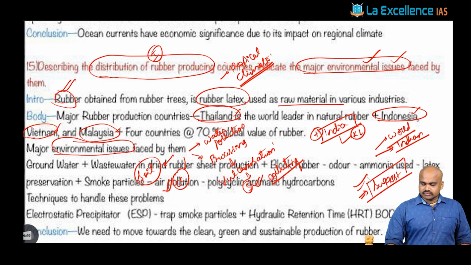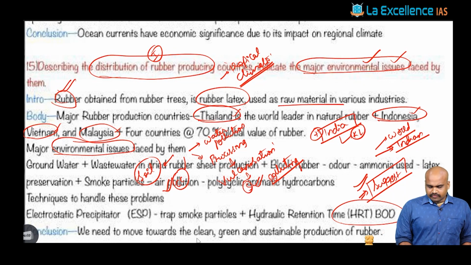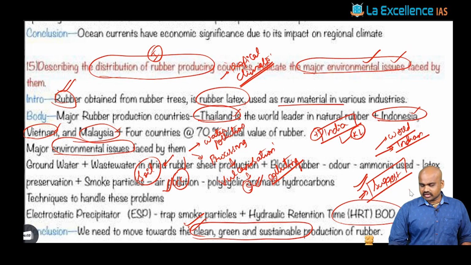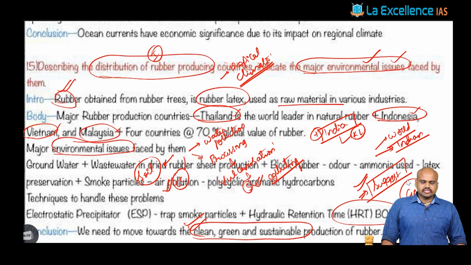Now, one particular suggestion is with respect to the alternatives that can be used for rubber. Apart from that, we can even talk about the sustainable rubber producing practices that are present. For example, hydraulic retention time is one particular concept that is generally used in such processing. Once we talk about this, we can safely conclude that we have to go for clean, green and sustainable production of rubber, and we can mention the GM rubber that has recently been in the news, the genetically modified rubber plants or rubber plantation which was in use, right?